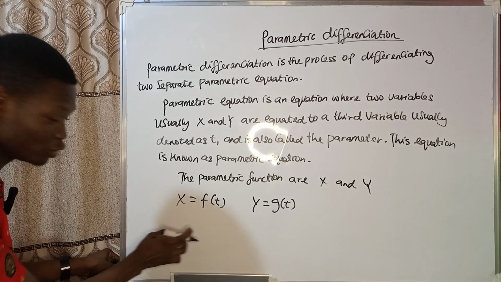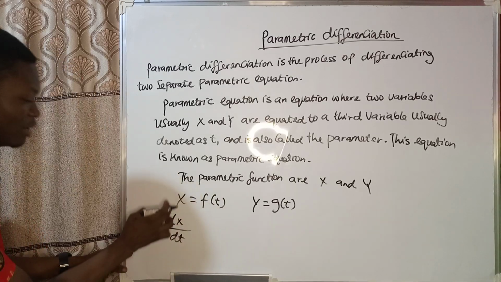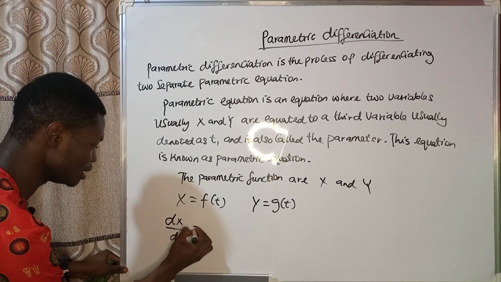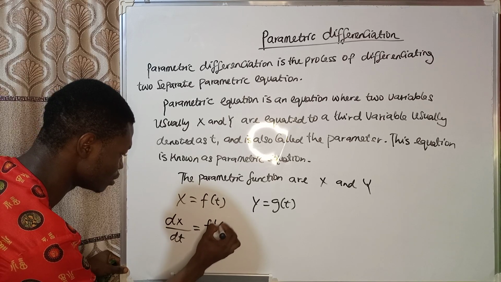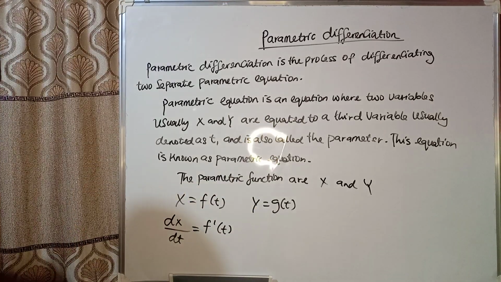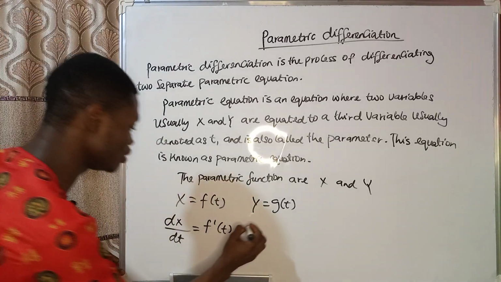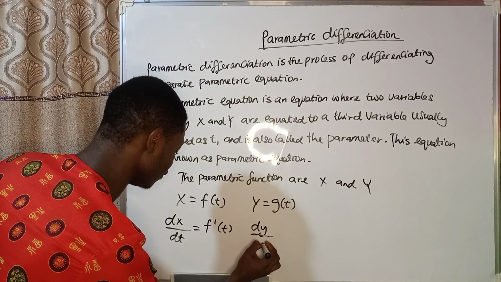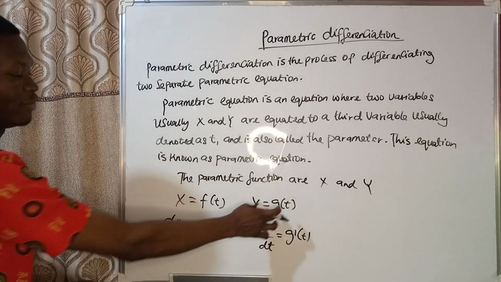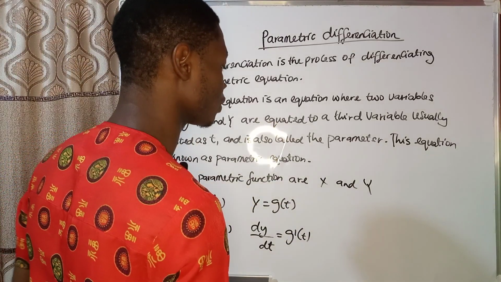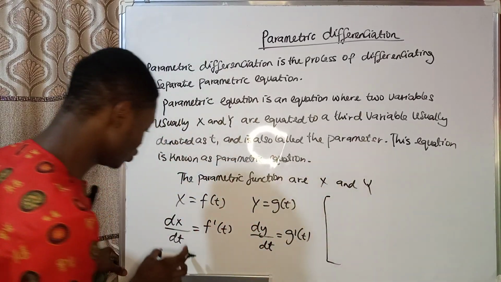So if you want to differentiate, you are seeing two separate functions. Differentiating x with respect to t is equal to f prime of t. Differentiating y with respect to t is equal to g prime of t, because we differentiate with respect to t. Now we are going to have the parametric equation formula. We are going to bring these two together.